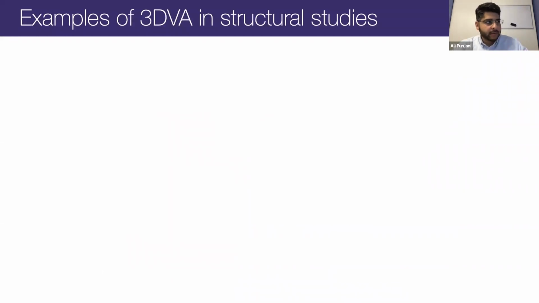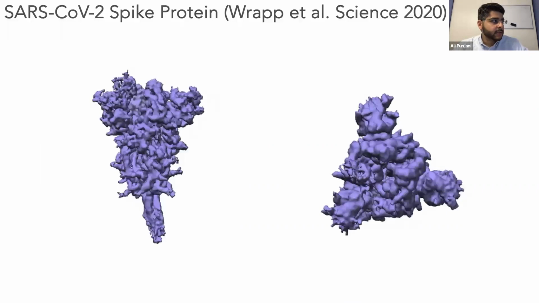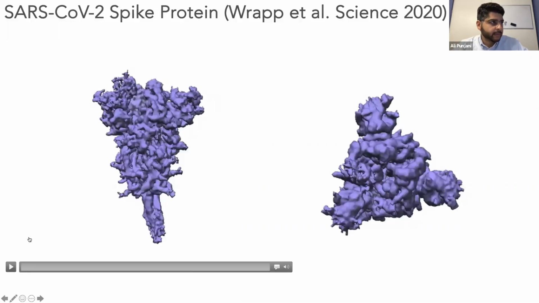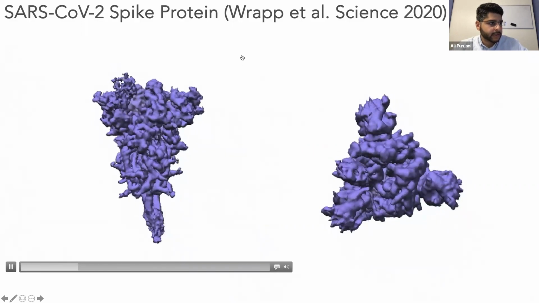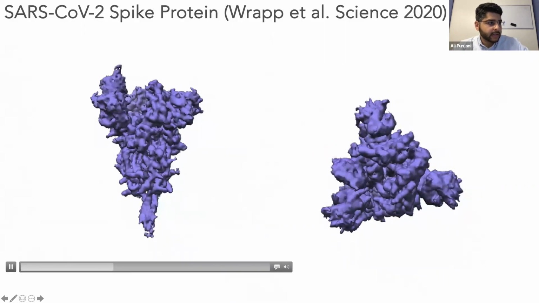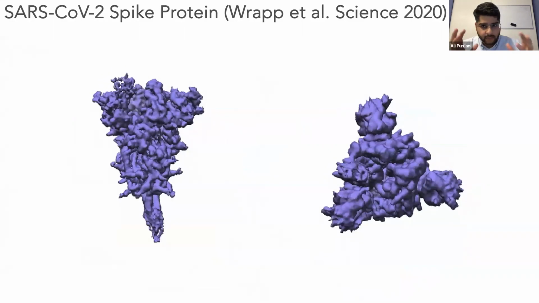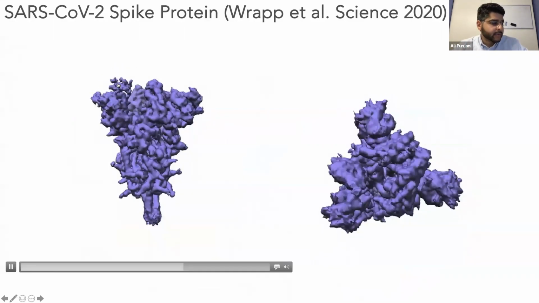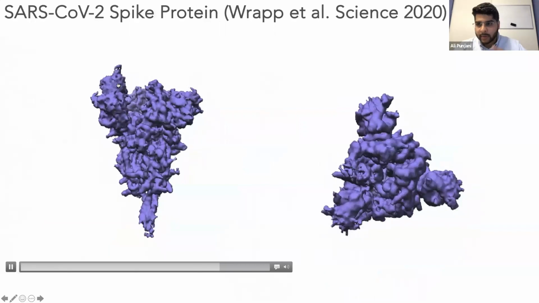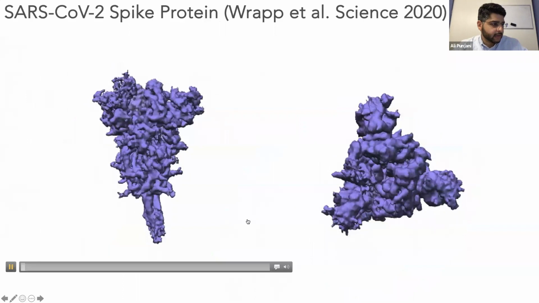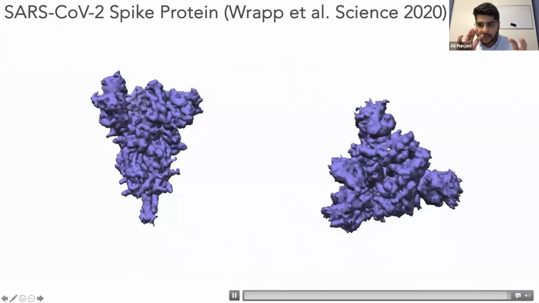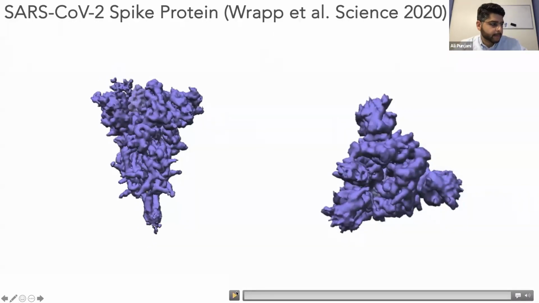Finally, I'm just going to show a couple of examples of recent uses of 3D variability analysis in structural studies that were published just in the last few months. The first one is a SARS coronavirus 2 spike protein. And this was the first paper showing the structure of the coronavirus spike protein. And they were able to use 3D variability analysis to discern flexible motion of the whole spike protein, and especially motion of the receptor binding domain that was in the up position, as well as motion of this sort of tail region here. These are two different views of the same variability component that we're seeing here.